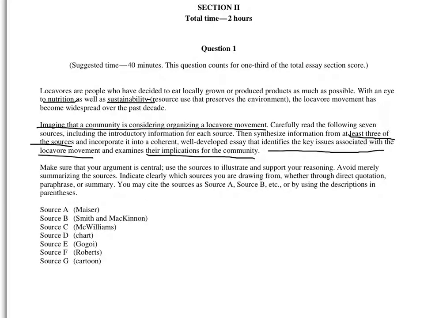Make sure that your argument is central. Use the sources to illustrate and support your reasoning. Avoid merely summarising the sources. Indicate clearly which sources you are drawing from, whether through direct quotation, paraphrase or summary. You may cite the sources as source A, source B, etc., or by using the descriptions in the parentheses.